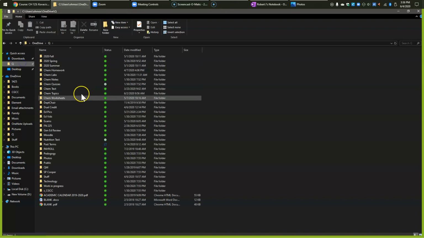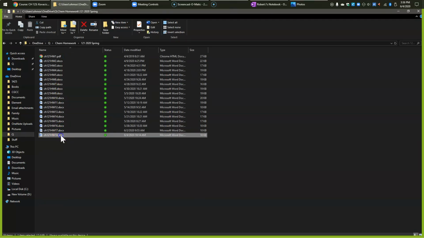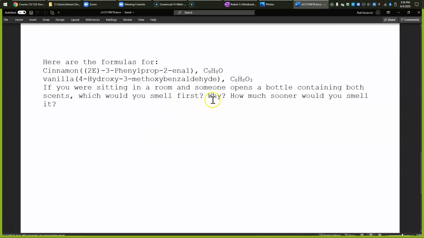Let's go to the homework. I gave this homework to the 121 students today, and I gave this question to you before. You guys have already seen this question. Cinnamon is called cinnamon, but this is its actual IUPAC name. There's vanilla, and that's its IUPAC name, meaning that's the actual chemical name for the substance.